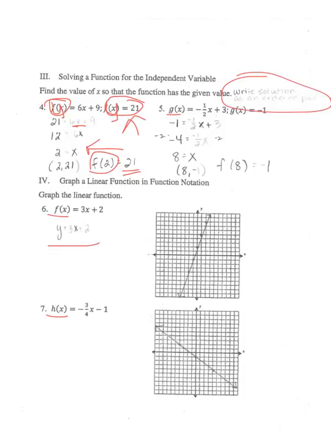This one is the same thing as saying y equals negative 3/4 x minus 1. Graph your y-intercept, graph your slope, and play connect the dots. So function notation is simply a different way to write a linear function. The notation has changed, the way you say it has changed, but the process has not. It's all the same as everything we've done before.